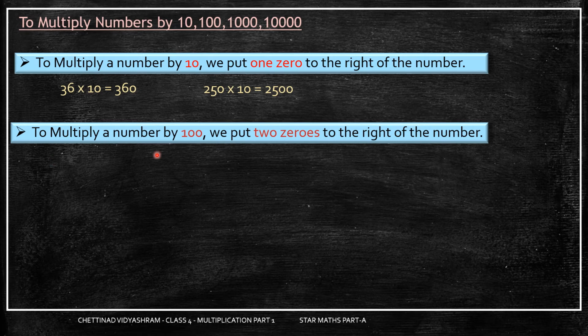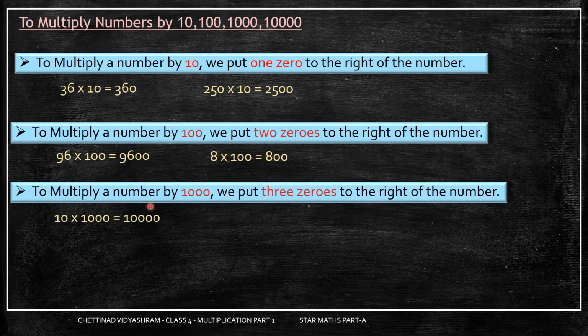To multiply a number by 100, we put 2 zeros to the right of the number. Since 100 has 2 zeros, we put 2 zeros to the right of the number. 96 into 100 gives you 9600. 8 into 100 is 800. To multiply a number by 1000, we put 3 zeros to the right of the number. So 10 into 1000 is 10,000, and 151 into 1000 gives you 1,51,000.